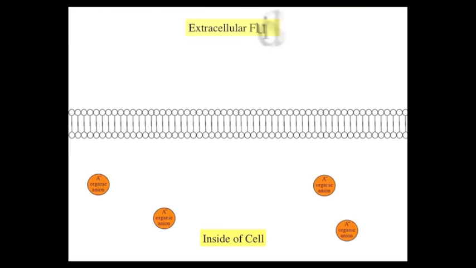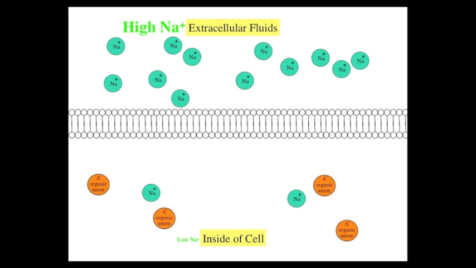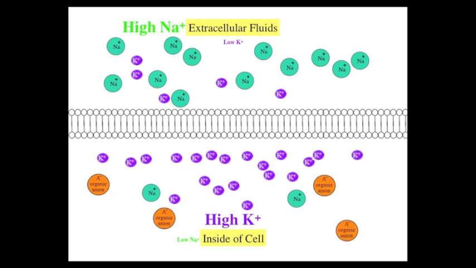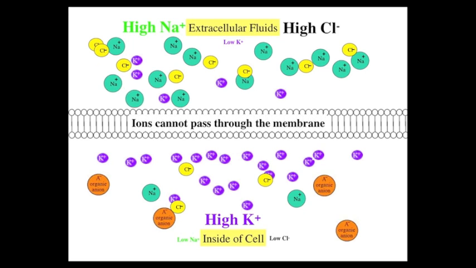And first, of course, we have a membrane that separates the inside of the cell on the bottom from the extracellular fluids that bathe the cell on the top. The extracellular fluids have a high concentration of sodium, and the inside of the cell has a low concentration of sodium. In contrast, the inside of the cell has a high concentration of potassium, and the outside of the cell has a low concentration of potassium. Chloride is high on the outside and low on the inside. Ions cannot pass through the membrane. It's impermeable to ions, and that's a very, very important point.